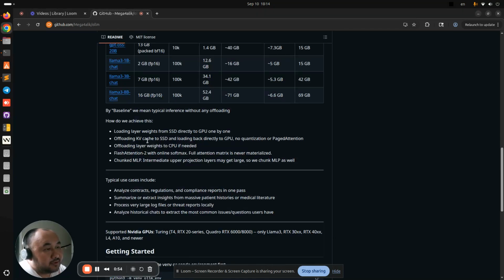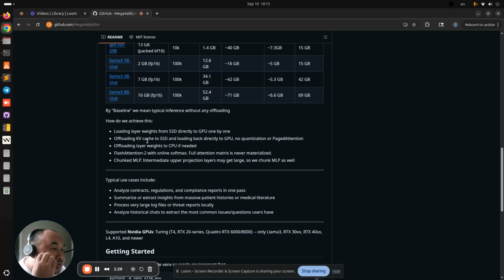Instead of loading the full model into memory right away, I load the layers one by one directly from SSD to GPU only when I need them. I also offload the KV cache to SSD and load it back directly to GPU. I offload to SSD because sometimes the KV cache may get really large, like 40 gigs and even more. But for a small KV cache, I offload to CPU or keep it on GPU depending on how small it is.